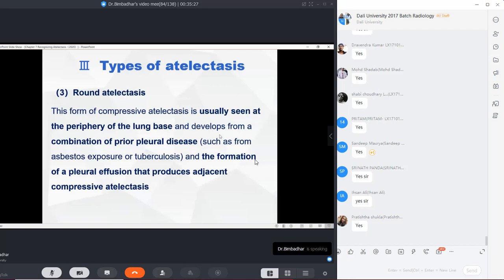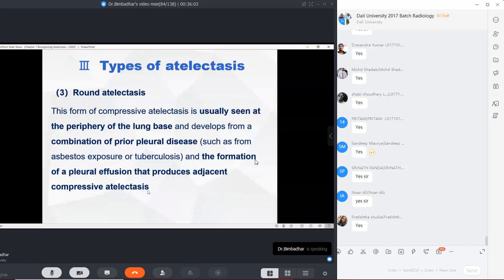Next type of atelectasis is the round atelectasis. The round atelectasis is a form of compressive atelectasis that is seen usually in the peripheries of the lung bases. Before we were seeing the subsegmental atelectasis that is happening in the midline, but now this round atelectasis is happening in the periphery of the lung base and develops from a combination of prior pleural disease, and then the formation of the pleural effusion that produces adjacent compressive atelectasis.